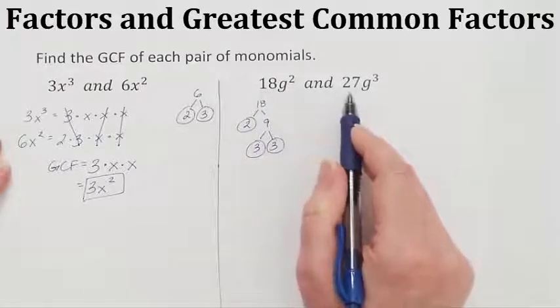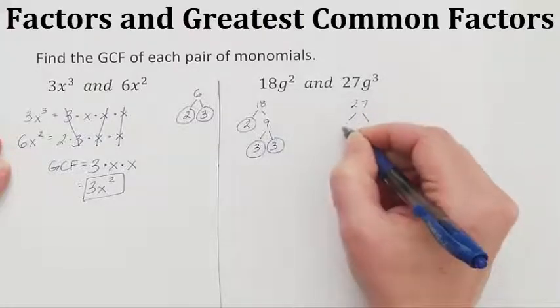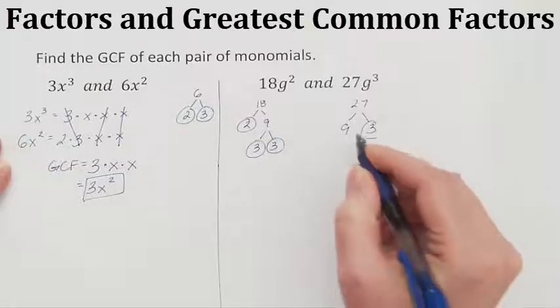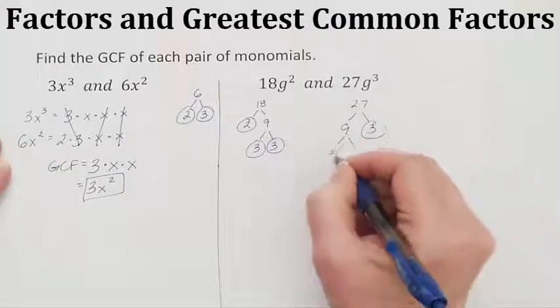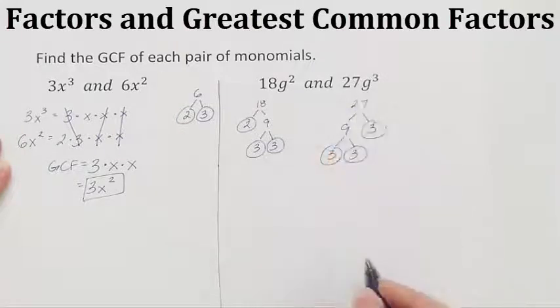What is the prime factorization for 27? I don't know, so we've got to break it up again. I know that 9 times 3 gives me 27. 3 is prime. 9 is not. 9 can be broken up into 3 and 3. So I just found the prime factorization for 27.